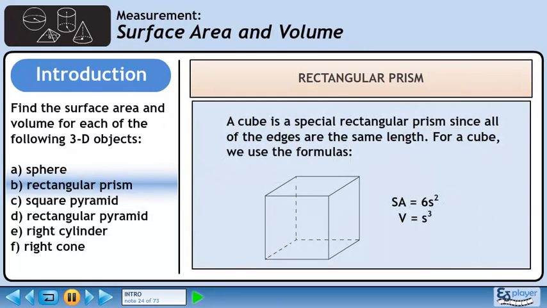A cube is a special rectangular prism since all of the edges are the same length. For a cube, we use the formulas surface area equals 6s squared and V equals s cubed, where s is the edge length.